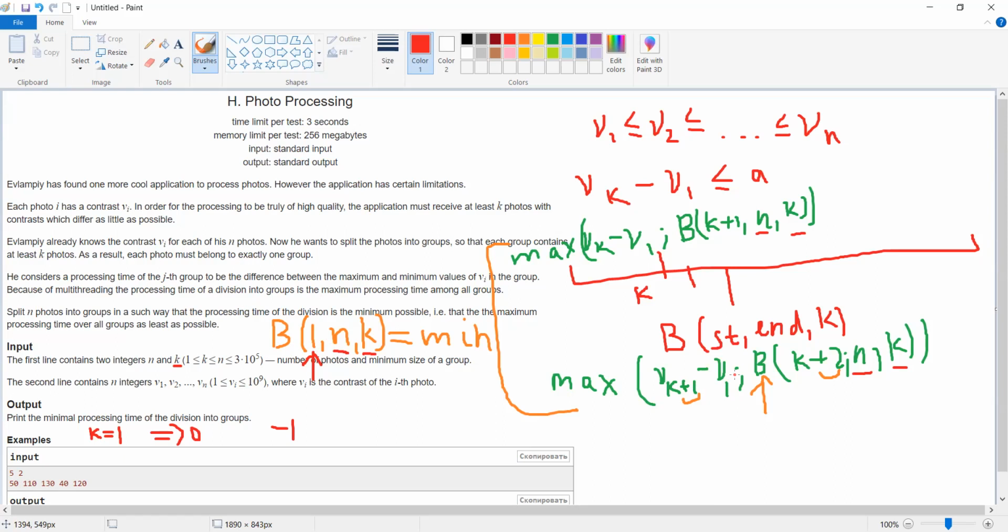So the complexity of this solution is not larger than n squared. So it can pass our 3 seconds margin easily. That's all.